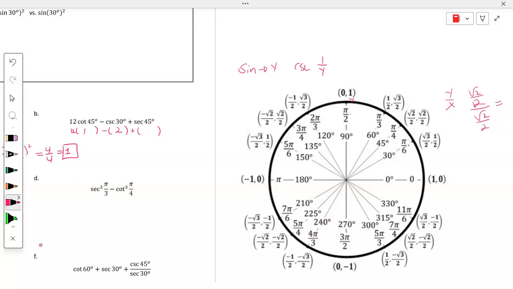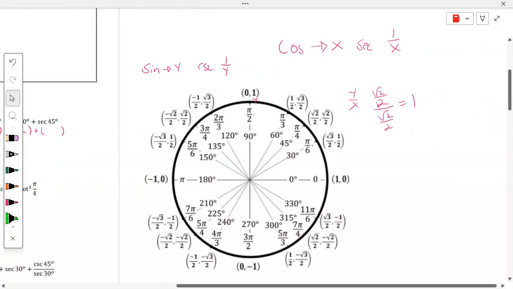And then finally, the secant of 45 degrees. Well, we're looking for the flip of cosine. We know cosine is considered x, so secant should be considered 1 over x, or the flip of whatever the cosine is. So let's just find the cosine at 45 degrees, which should be the x value. Looks like root 2 over 2. We're going to actually have to flip that. So the secant would be 1 over root 2 over 2.